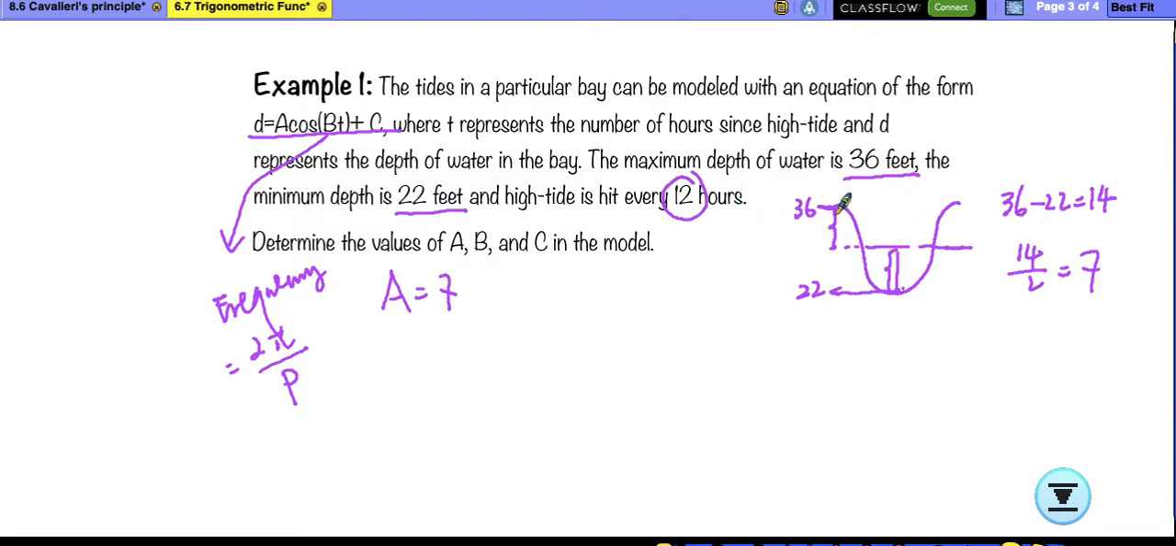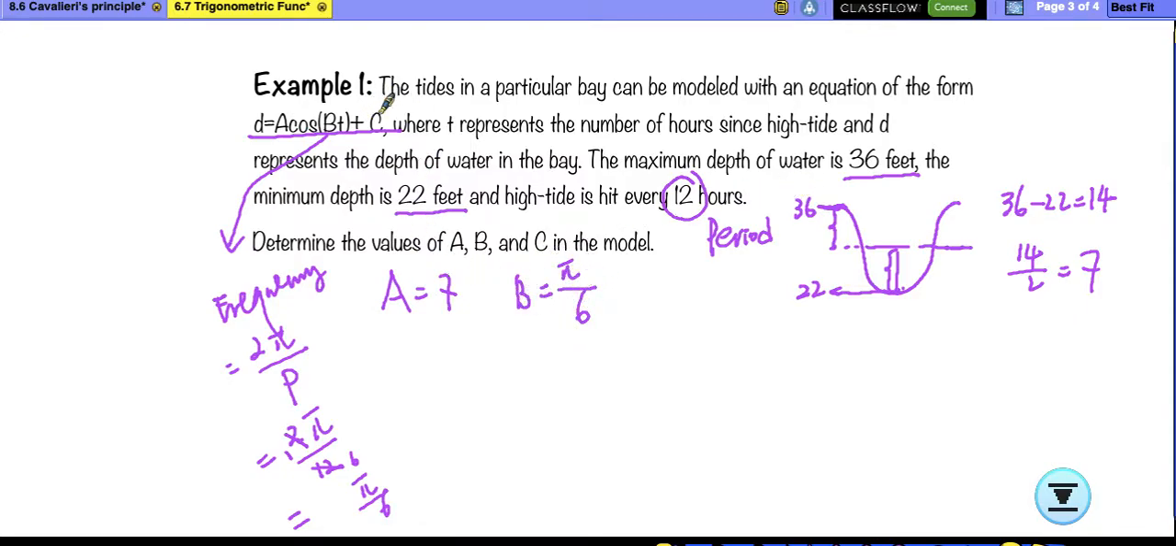So meaning in order to hit the high, 12. So you can see the highest one is going to be every 12 hours. So from the starting, another 12 hours is going to be here. So that means the period is actually 12 hours. Then in order to find the frequency, we just need to use 2 pi over 12. Let's simplify that, divided by 2, so it's going to be pi over 6. So we know B is pi over 6.